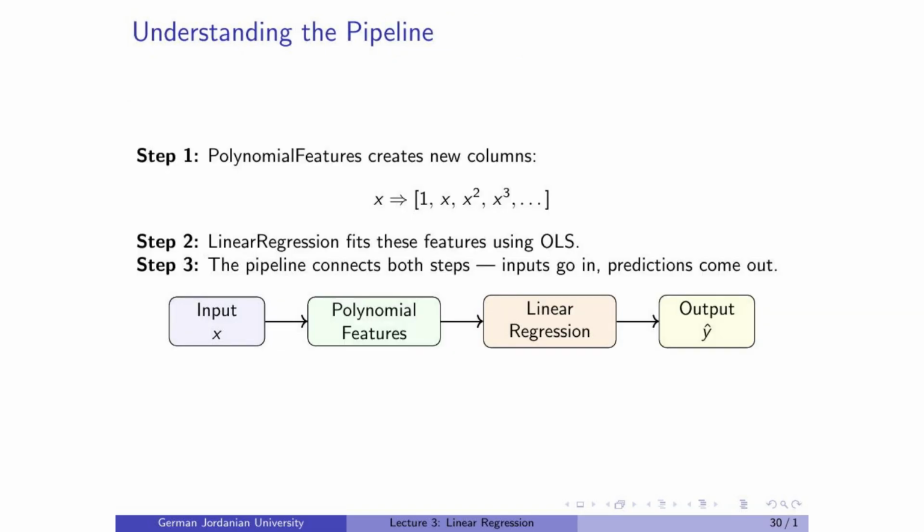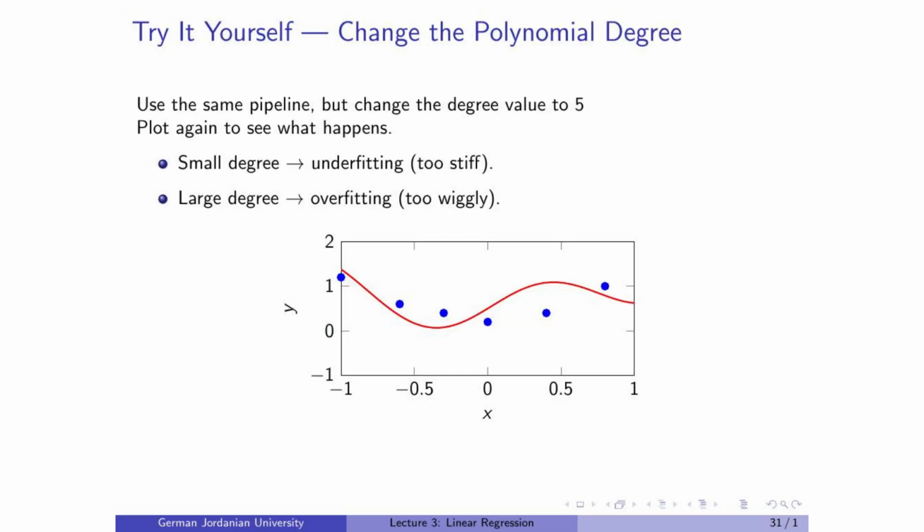The pipeline connects each step. Input x goes through polynomial expansion, then linear regression, and finally gives predicted y. It's a clear flow from raw data to model output. Now please experiment with that. Change the polynomial degree. Low degree underfits, too rigid. High degree overfits, too wiggly.